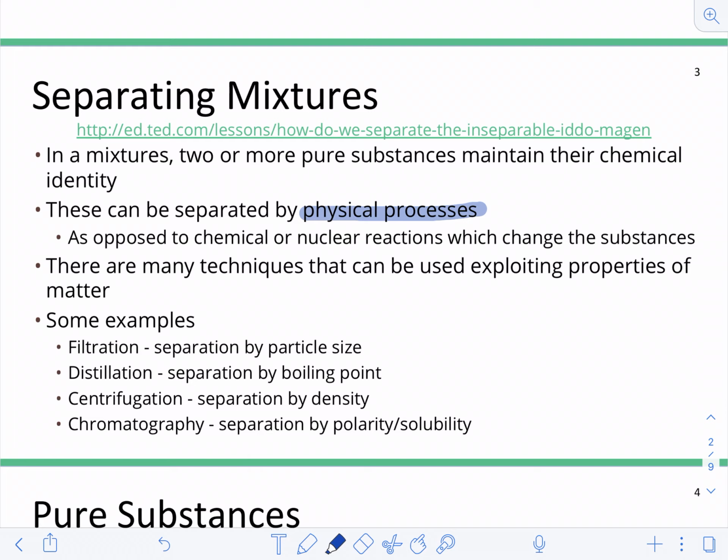And they separate because of their polarities and solubilities. Some of the colors will travel further, some of them won't. But those are just some examples of separating mixtures. And again, all of these processes that I just discussed are physical processes.